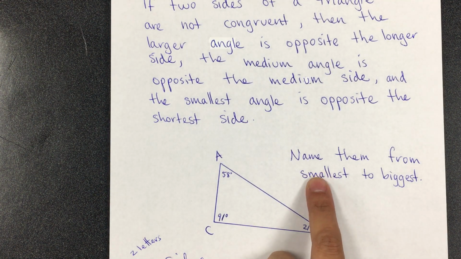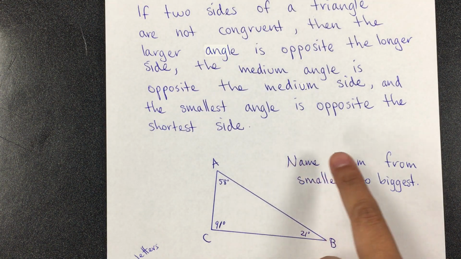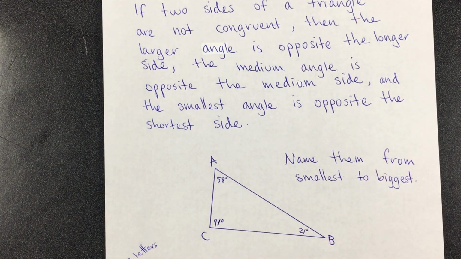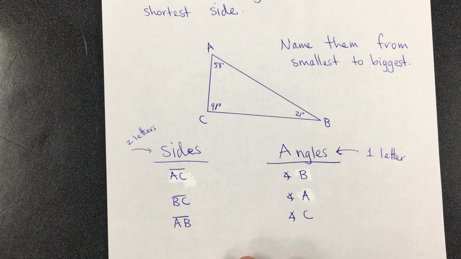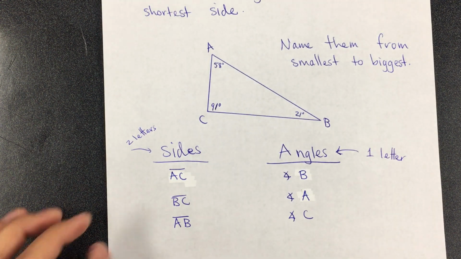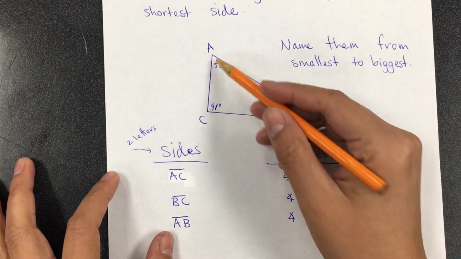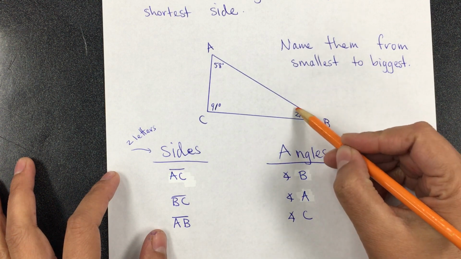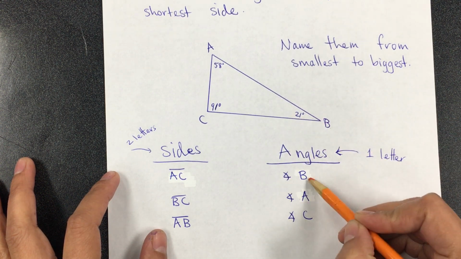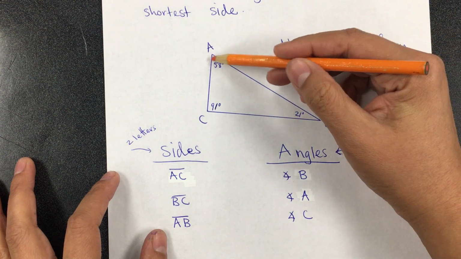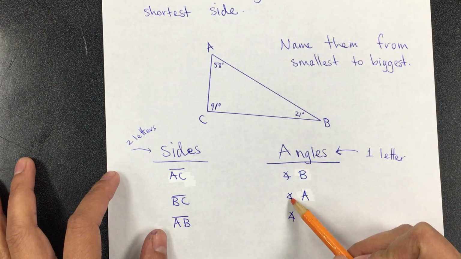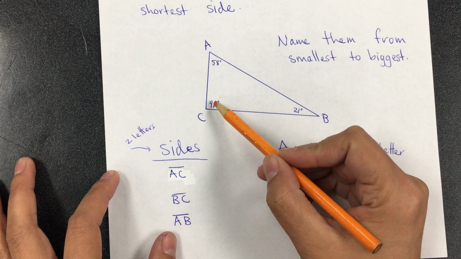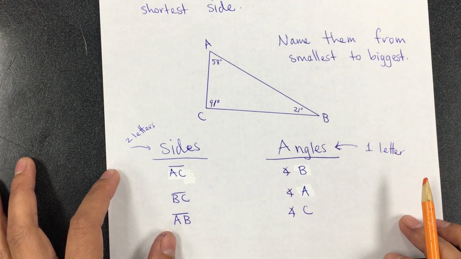So here, let's say that we have this triangle and it says name the parts from smallest to biggest. I already named them; they only give us the angles, so the angles are easy to name. The smallest is the one with 21 degrees, so it's angle B. The angle with the medium measurement is 58 degrees, which is angle A. And the biggest angle is angle C because it's 91 degrees.